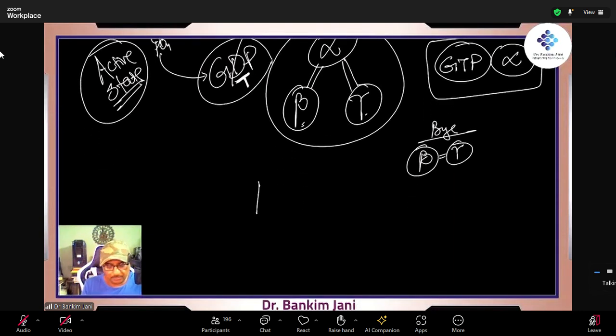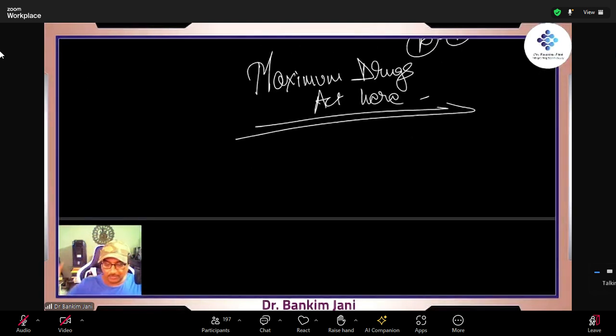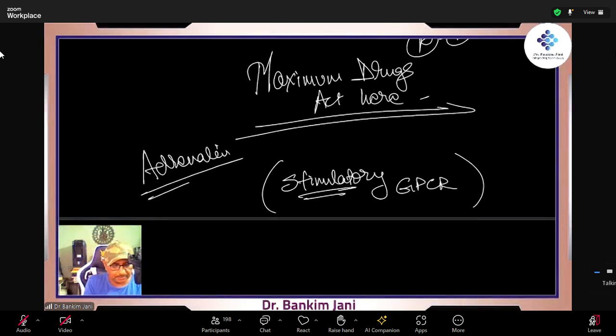This step is so important because maximum drugs act at this point, on the G protein. You will learn the logic of this part. This is all happening inside. Now, who was our stimulator? We are talking about the stimulatory GPCR. GPCRs are activated by something powerful, like adrenaline. Adrenaline is sympathetic, so it increases blood pressure and heart rate; everything is increased.